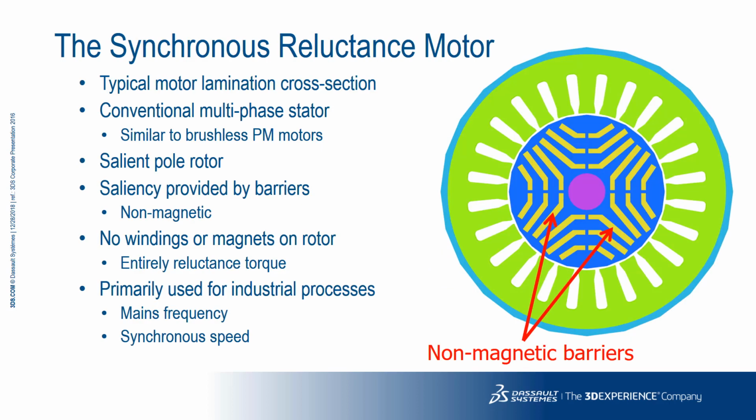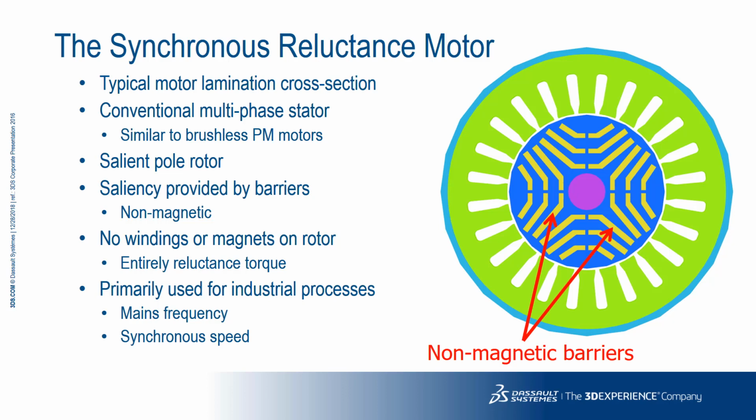Here's some sample geometry of a typical SynchRel, showing a cross-section of the laminations. The stator is very similar to a brushless permanent magnet motor. It's typically a multi-phase stator, usually three-phase, and it could be a single or double layer winding. We then have essentially a salient pole rotor. The way that the saliency is provided is by the introduction of non-magnetic barriers. They could be left as simply air gaps, but more usually they'll be pockets of epoxy for structural integrity reasons.